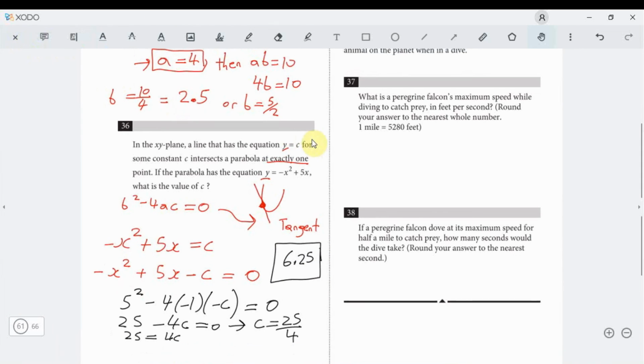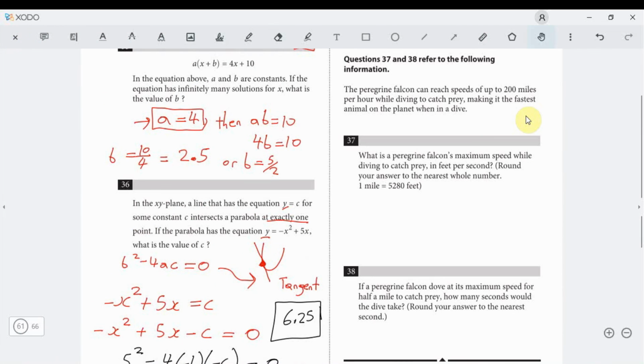Okay, number 37. It says the Peregrine Falcon can reach a speed up to 200 miles per hour. So the speed is 200 miles per hour. And it says, what is the Peregrine's maximum speed? And they want it in feet per second. So we need to convert miles to feet and hours to seconds.